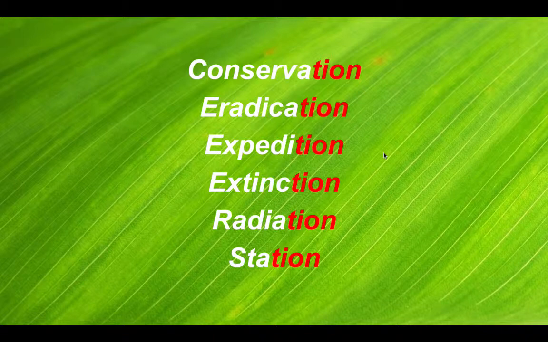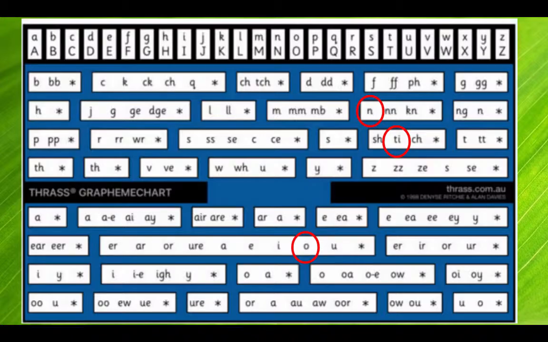Now let's have a look at the THRASS chart to identify how the shun sound is created with grapheme choices. Let's take a look. I have highlighted it for you here. Up here in what I call consonant city, where all of our consonant phoneme sounds live, we have the T-I, and you can see that that lives in the sh box. So here is T-I making sh.